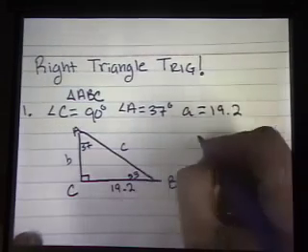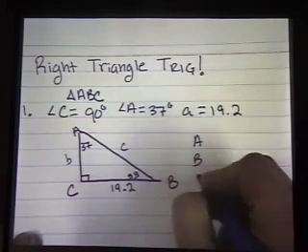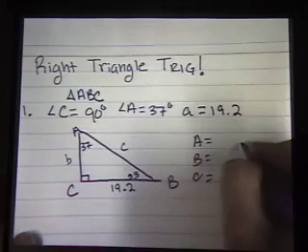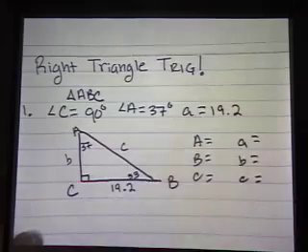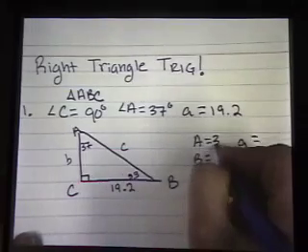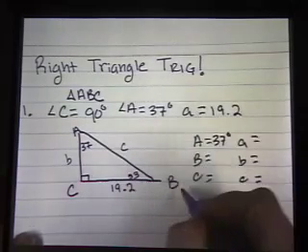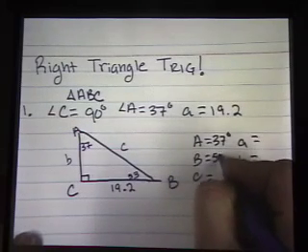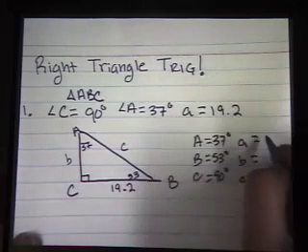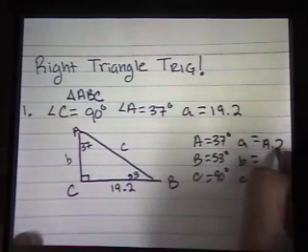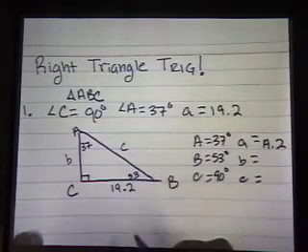Now, every time we solve this, we're going to make a chart. A, B, and C, and we're going to fill out the chart. Angles, sides. So we know that angle A is 37 degrees. We know that angle B is 53 degrees. We know angle C is 90 degrees. And we know that side A is 19.2. We're not finished until this chart's complete.